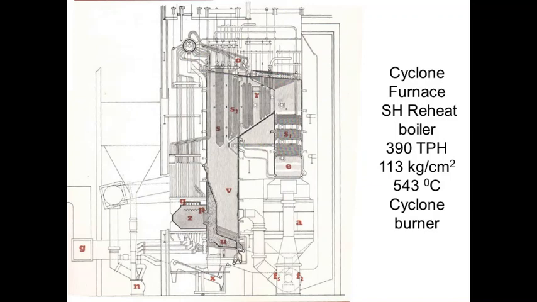This boiler has a cyclone furnace with superheat and reheat installation, and cyclone burners are fitted at the bottom of the furnace front wall. This type of arrangement is found particularly with high CV coal, where the retention time of the coal particles is more and it requires quicker heat absorption.